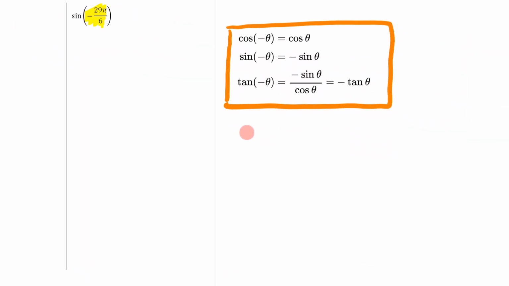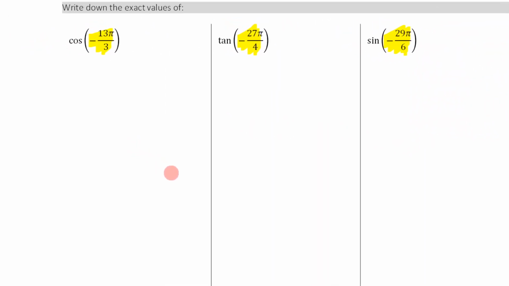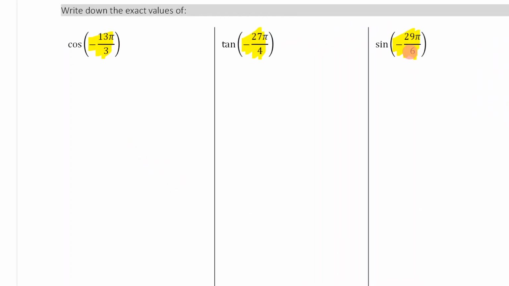So these are the rules that you need to remember. When you have cos of a negative angle, it's just the same thing as cos of that angle. So you just ignore the negative. When you have sine of a negative angle, you take that negative out to the front. And so too, when you have tan of a negative angle, you again take that negative out to the front. So we need to keep this in mind as we approach these questions here. So let's zoom in and let's give them a go.